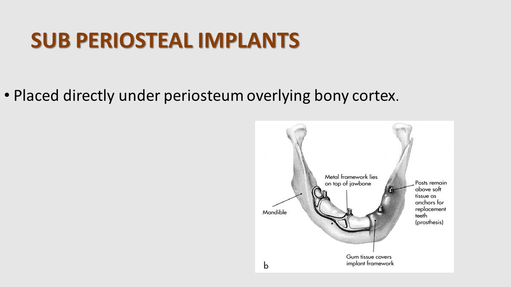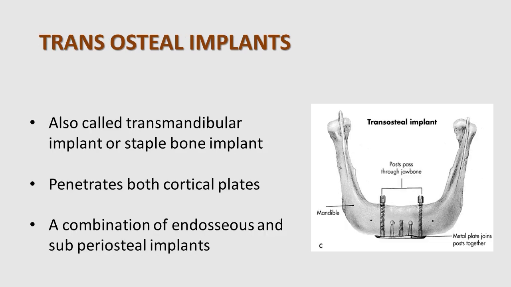Then the subperiosteal implants are placed directly under the periosteum overlying the bony cortex, and they are composed of a metal framework that lies on top of the jawbone. So it's a very extensive implant that lies above the bony cortex.